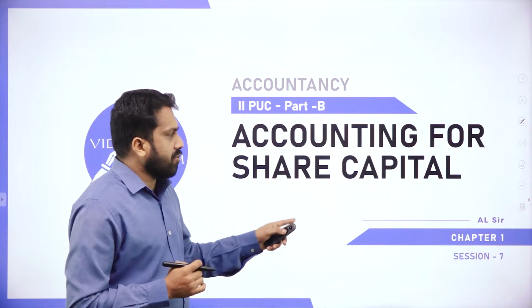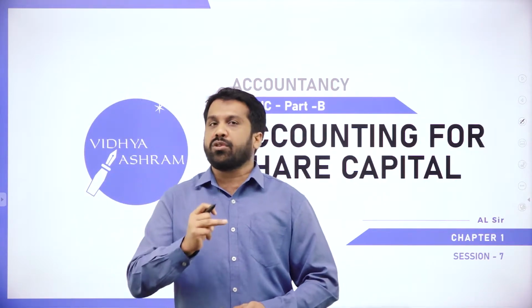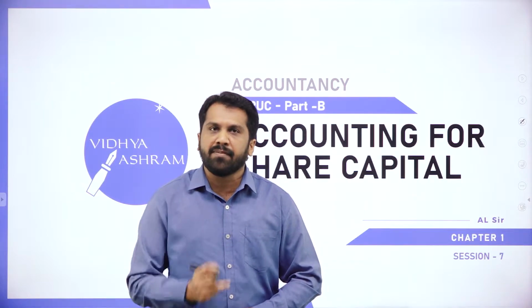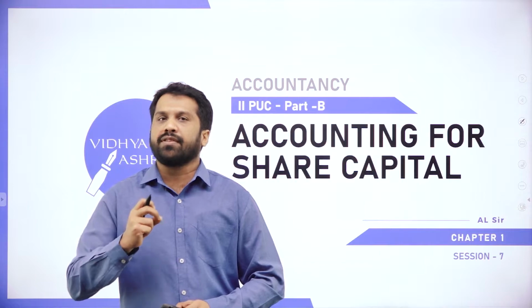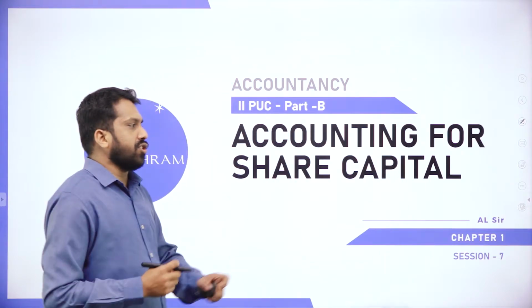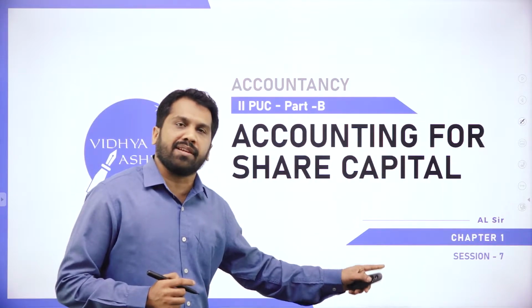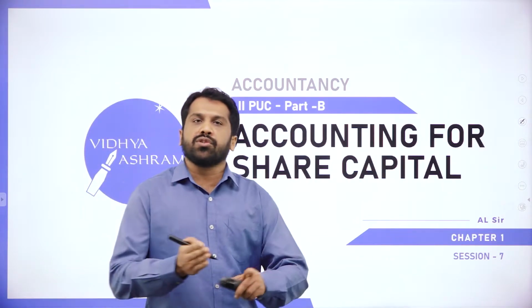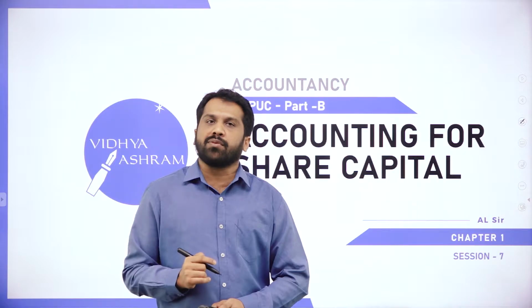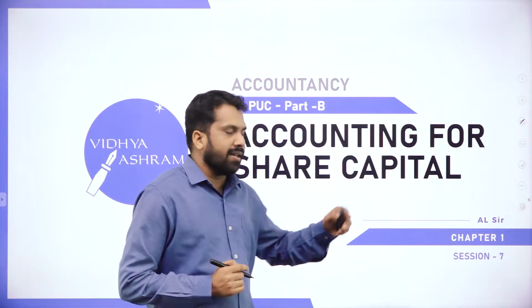So we have two stages. One will be issue of shares, another one will be forfeiture of shares or cancellation of shares. In today's session, we'll do one problem on issue of shares as well as forfeiture together. You will get a 12 marks problem on this topic.